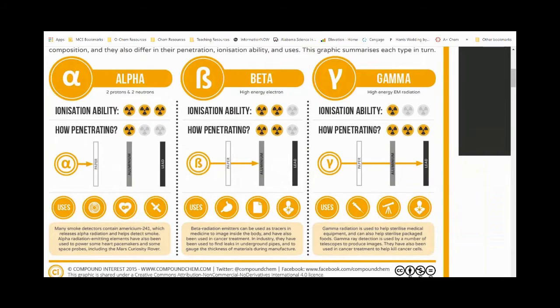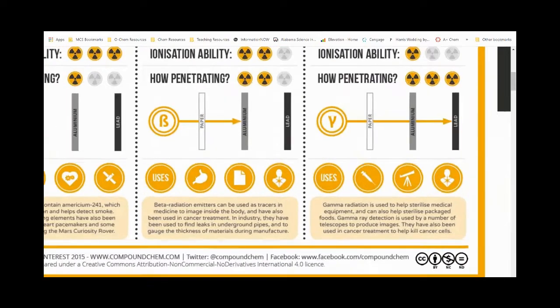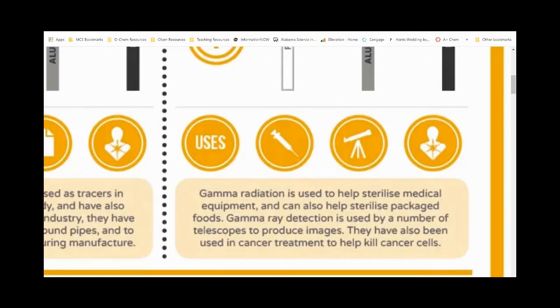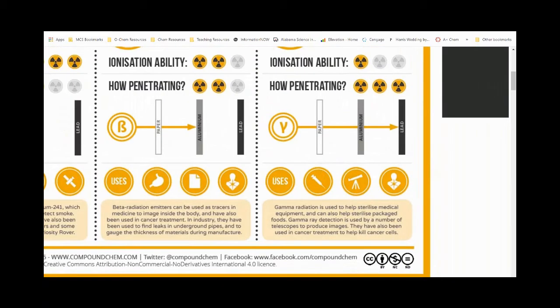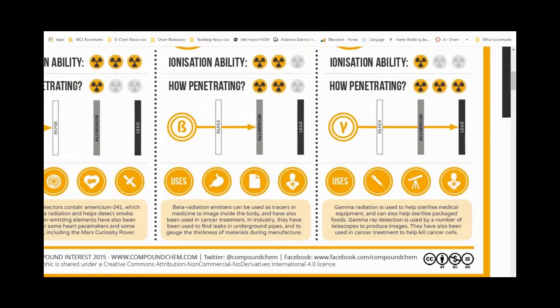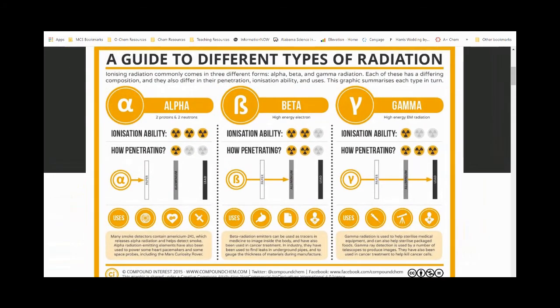And then finally, gamma radiation. This is really interesting here. It can be used, since it's so powerful, so high energy, to sterilize medical equipment, sterilize packaged foods, and kill off different bacteria and other things that you don't really want. And it's also used by telescopes to produce images as well. And so just interesting that they can be harmful, but you can also use them for good, if used properly with the right sorts of protection.